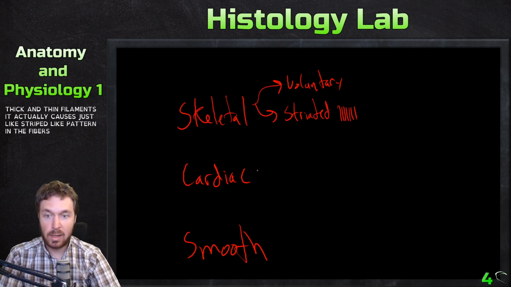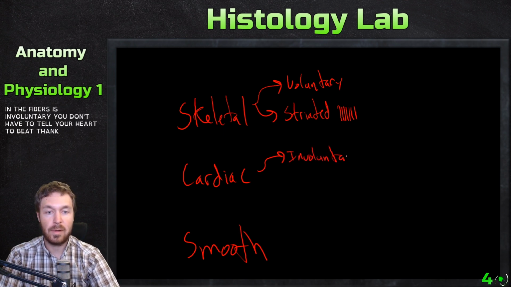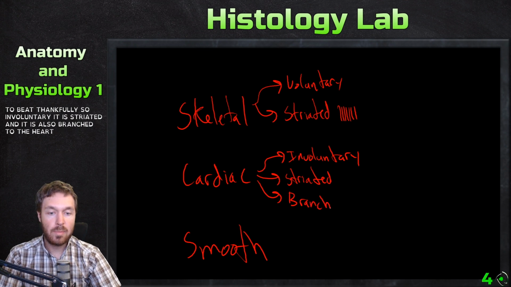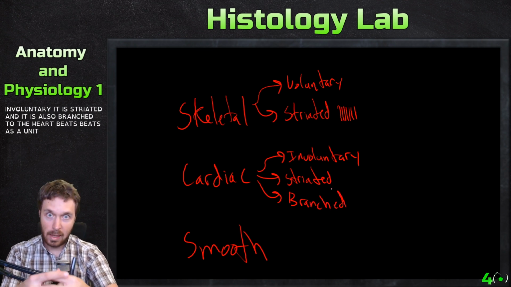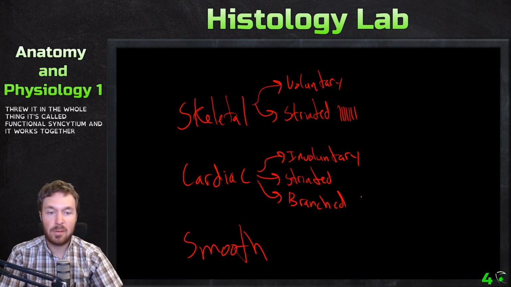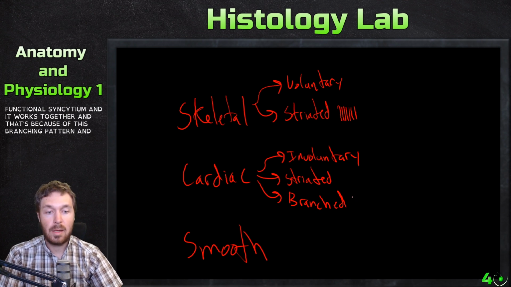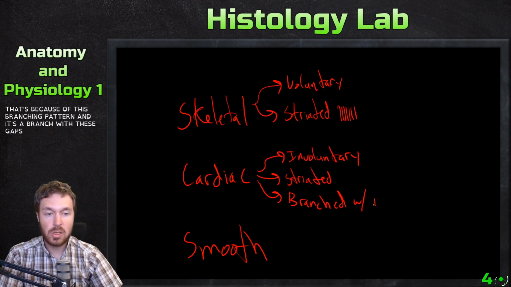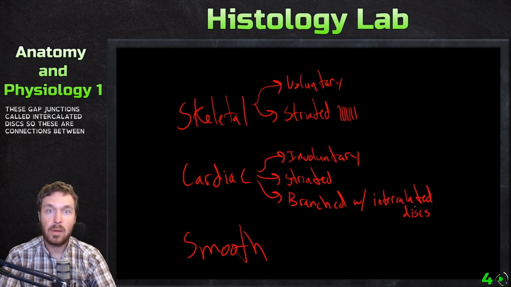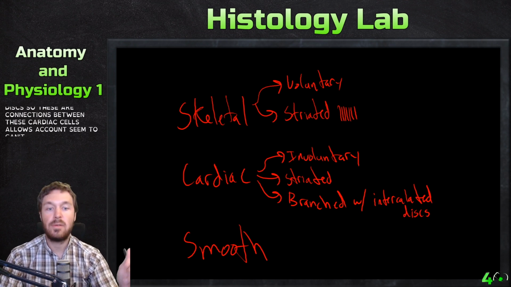So voluntary and striated. Cardiac is involuntary. You don't have to tell your heart to beat, thankfully. So involuntary, it is striated, and it is also branched. So the heart beats as a unit. Calcium moves through it, and the whole thing, it's called a functional syncytium, and it works together. And that's because of this branching pattern, and so branched with these gap junctions called intercalated discs. So these are connections between these cardiac cells that allows the calcium to continue flowing through the whole system.